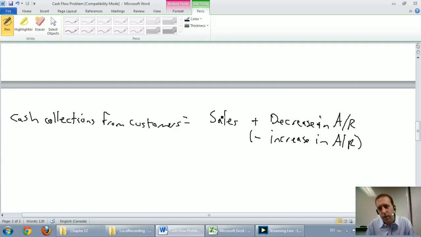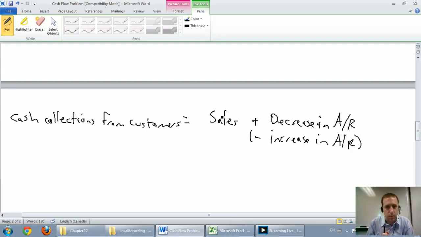The decrease and increase in AR is a little bit tricky for people to wrap their heads around, at least the first time. But I want you to think about how accounts receivable works. Why does accounts receivable go down? A simple question, but why does it go down? Well, the main reason accounts receivable would ever go down is because I got the money from my customers. So that's why we say plus decrease in AR. Again, if I get more money from my customers, that means my accounts receivable is going down.